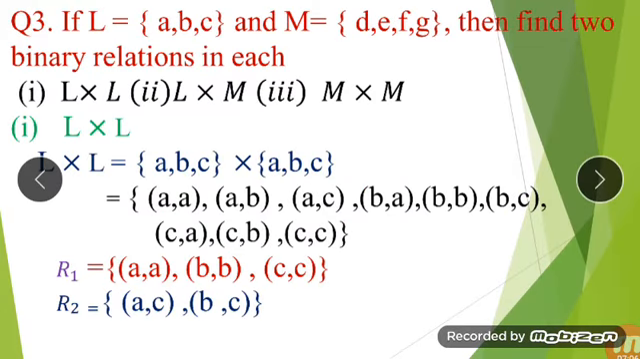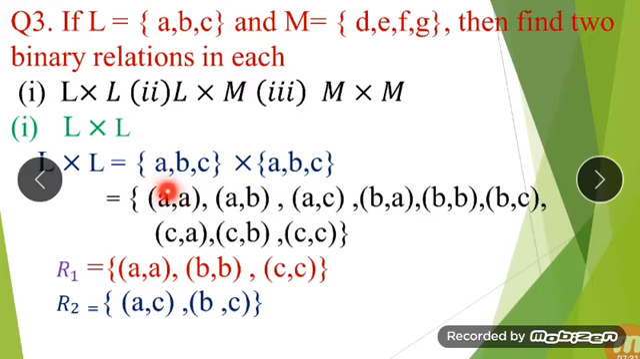Okay, here we have question number 3. If set L has the elements A, B and C and set M has the elements D, E, F, G, then find two binary relations. We have to find the two binary relations, and this question contains 3 parts. Just the first part is done here, and these 2 parts are similar to this, so you can do them yourself.